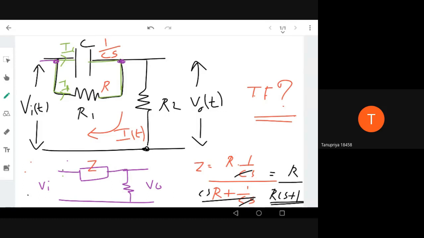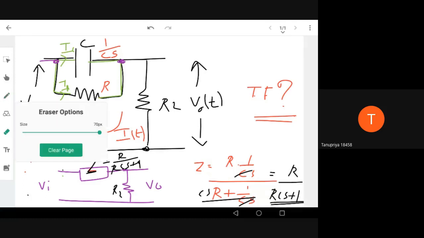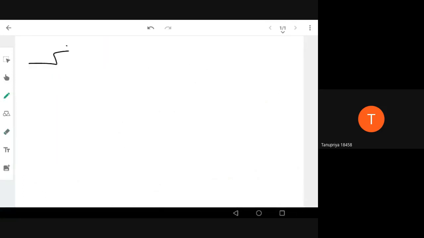Okay, so what I have done is model the parallel combination of capacitance and resistance as a single impedance, whose transfer function I got. Z equals R divided by RCs plus 1, right? And we have another resistance R2, across which I'm taking my output, right? So how can I write it now? Okay, this is my question.